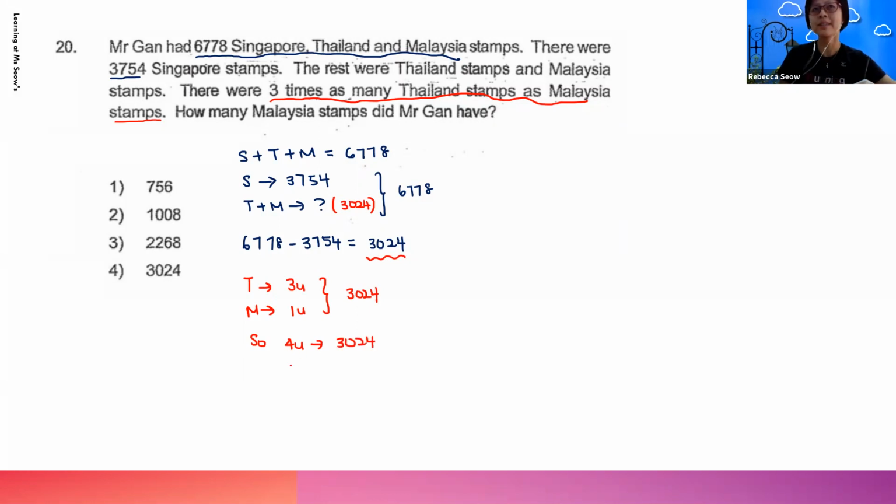And from here, we can find 1 unit of stamps. So what's 1 unit of stamp? We take 3,024 divided by 4, and we will get 756. So there are 756 stamps from Malaysia. Answer will be option 1. You managed to get the answer?